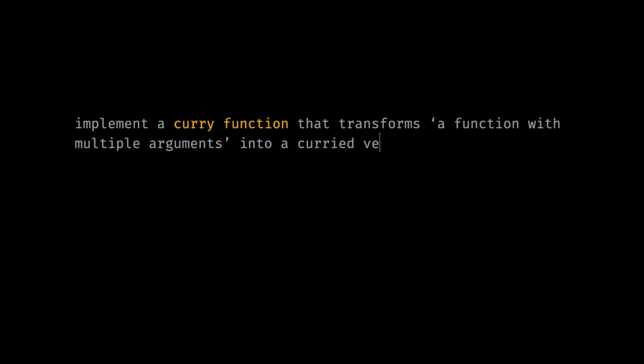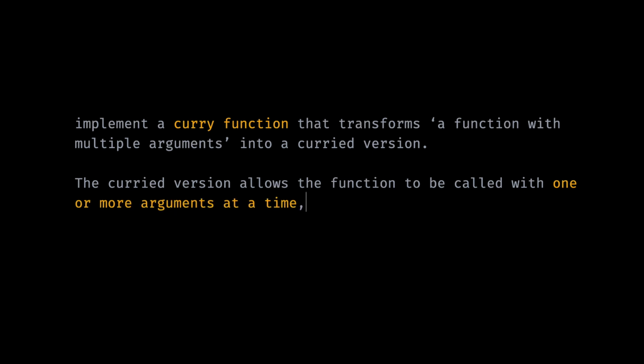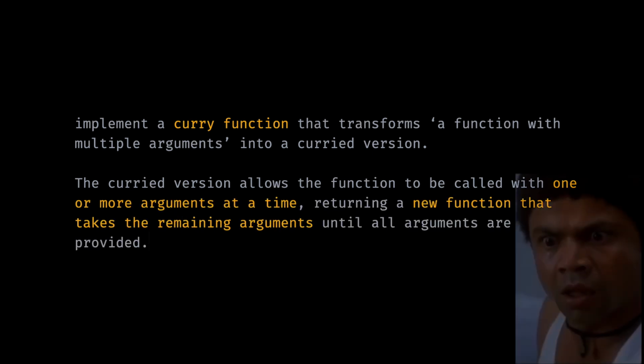Okay, so here's the first question. Implement a curry function that transforms a function with multiple arguments into a curried version. The curried version allows the function to be called with one or more arguments at a time, returning a new function that takes the remaining arguments until all the arguments are provided.